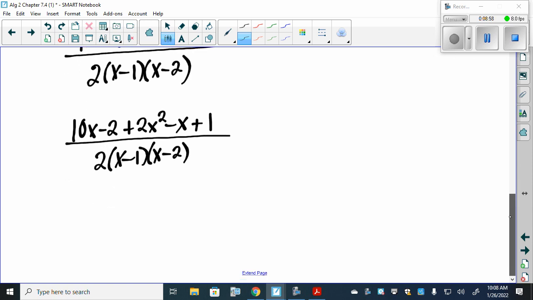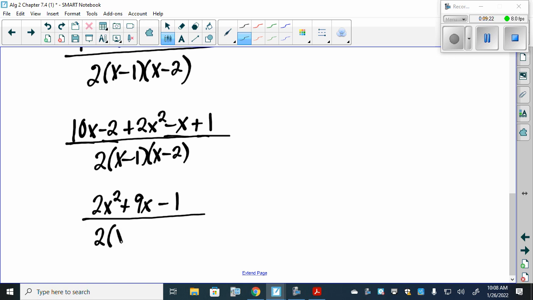Well, now we can combine like terms. Well, 2x squared is by itself. But we do have negative x and 10x, which is plus 9x, because the 10 is going to be bigger. And negative 2 plus 1 is negative 1, over 2 times x minus 1 times x minus 2.